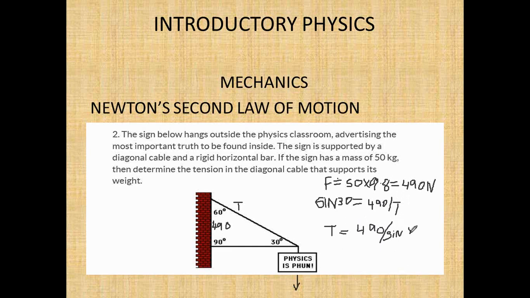Sine of 30, and that comes out to be, okay, so I think the sine of 30 is 0.5. So that will give you 980. So the tension in the cable is 980 newtons.